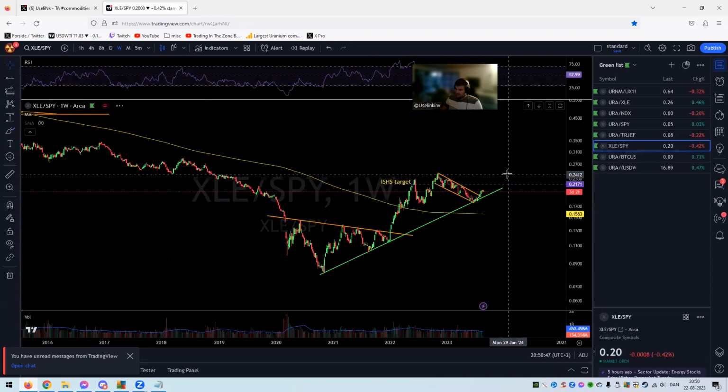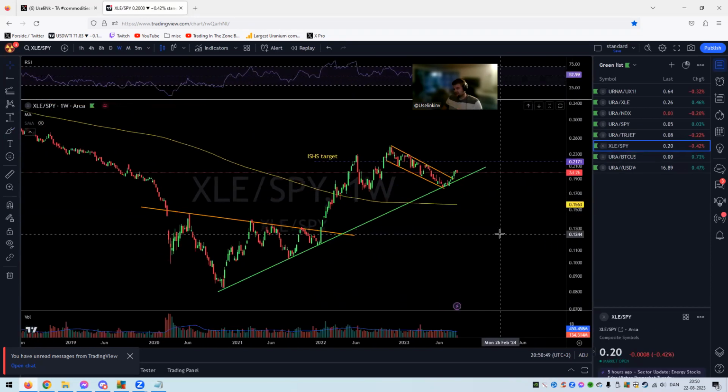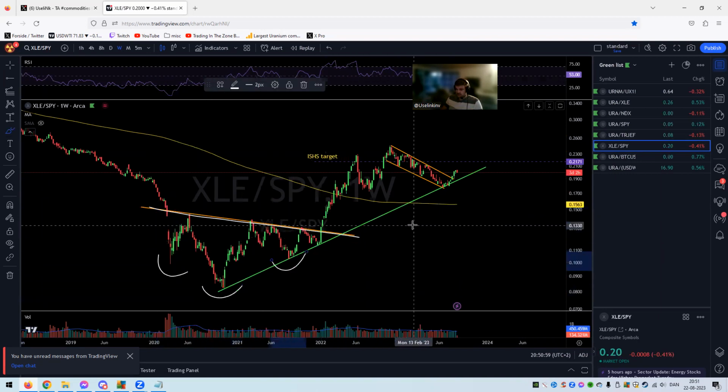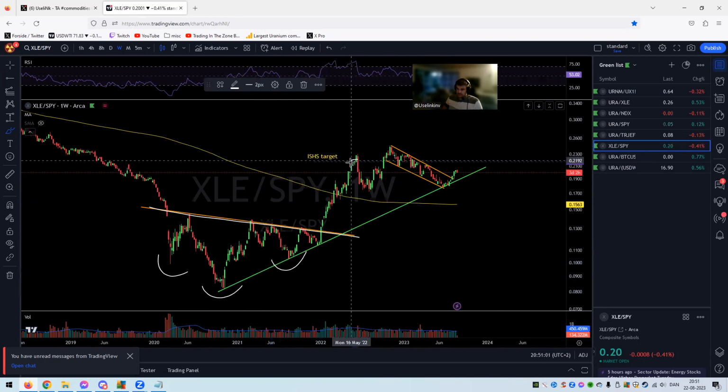XLE divided by the SPY. Again, I've shown this many times. It's not uranium specific, but it's energy. And uranium and energy are so related. Here you have the bottom, the big inverted head and shoulders. The measured move for this was up here. So we overshot a bit, but you can see how valid this move was.